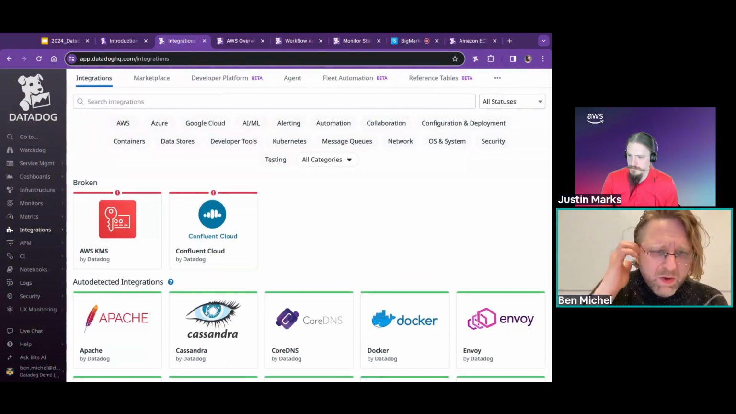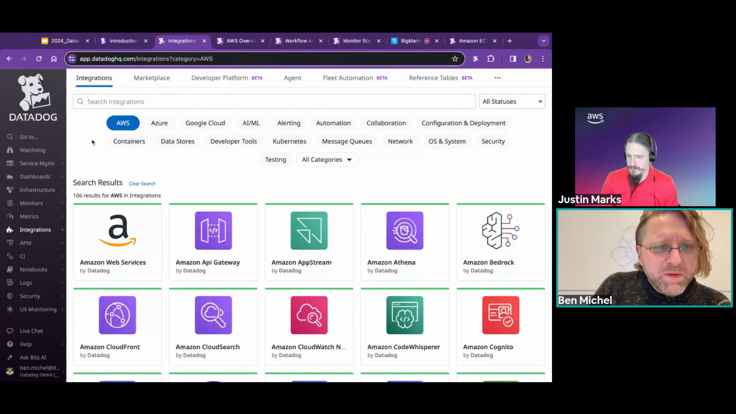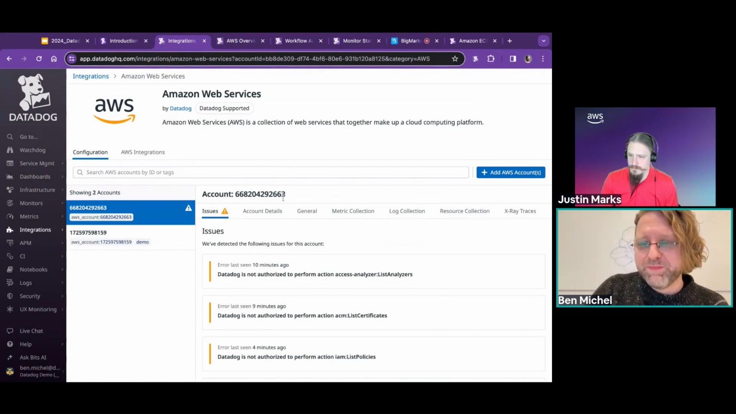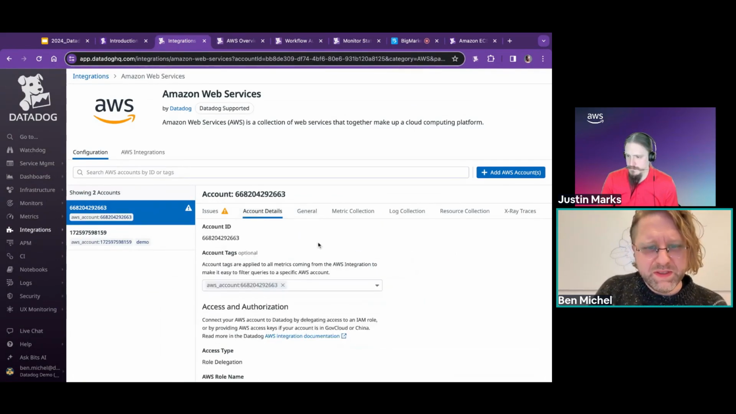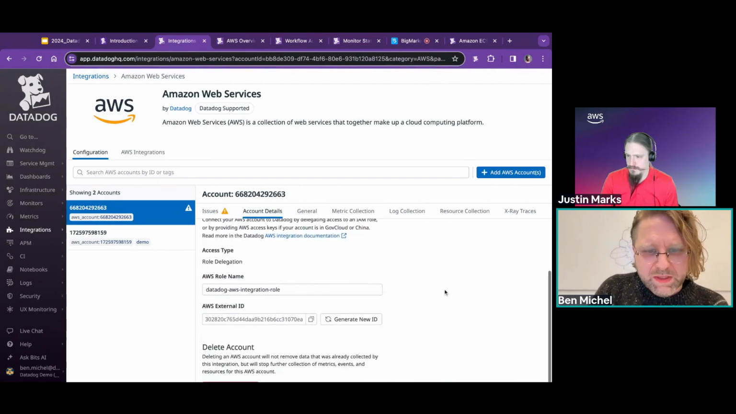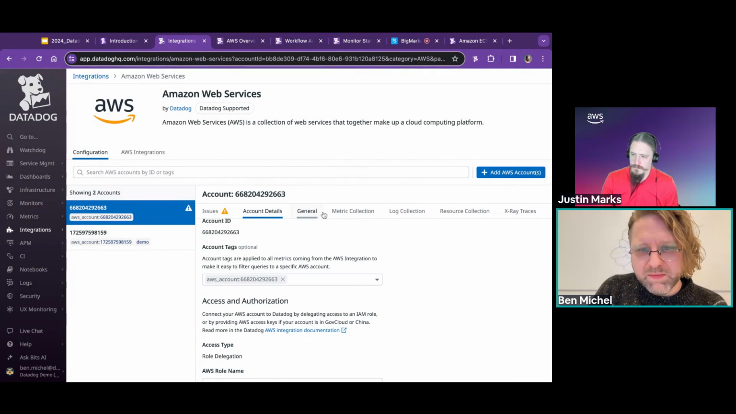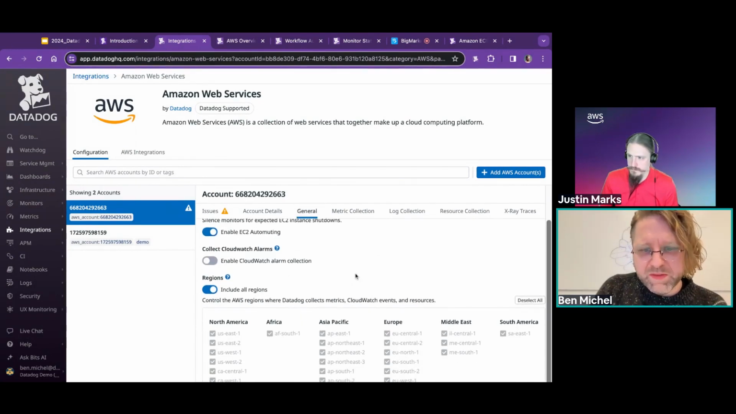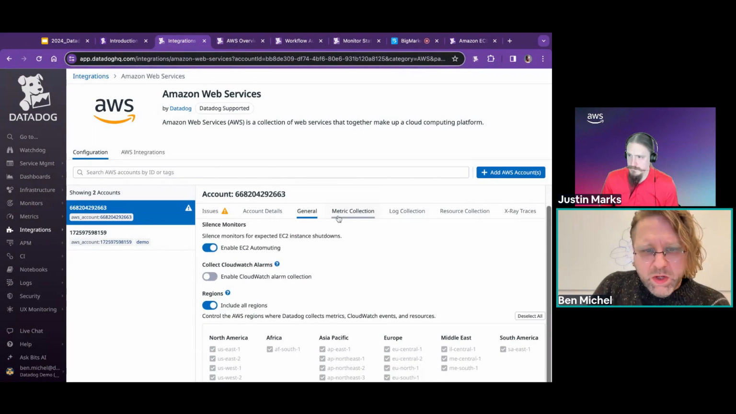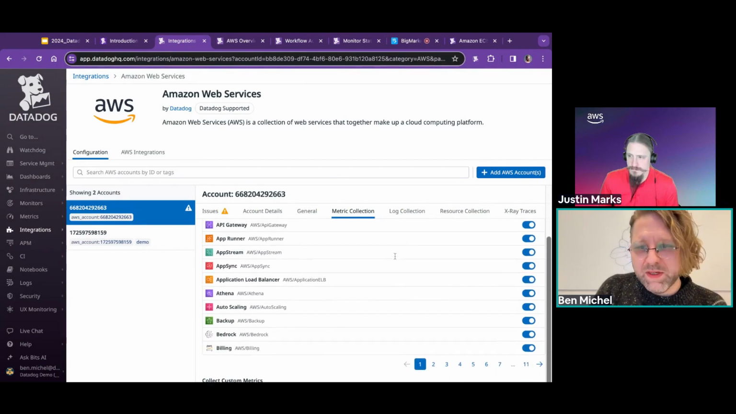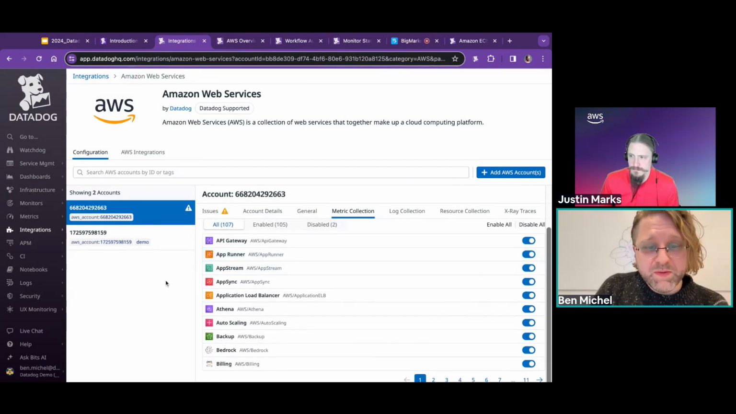We've got a whole bunch of integrations. In this particular demo, I'm just going to go ahead and click right on AWS, and it looks like, cool, I have an AWS integration installed. As you can see, there's the role name, all this information that I need to be able to get that moving. It's deployed on a bunch of different regions, or we use a lot of different regions to make it work. We have metric collection from a lot of different services, which is awesome.